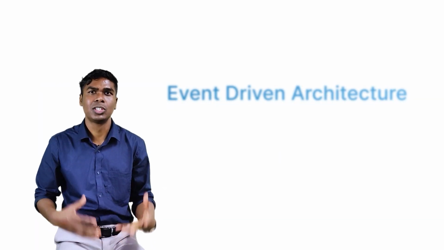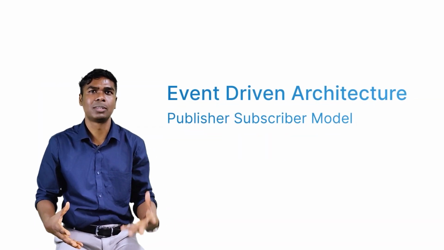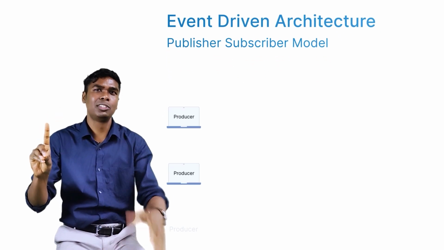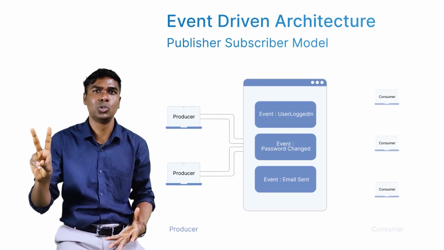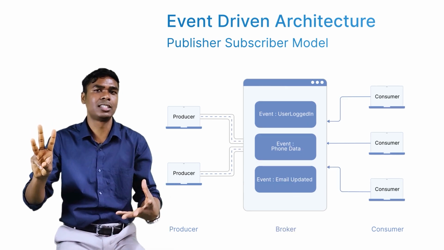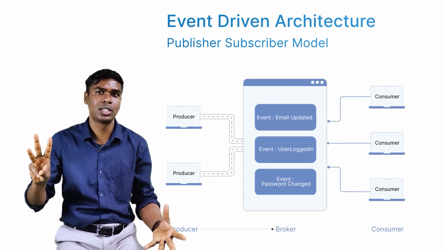Event-driven architecture uses something called the publisher-subscriber model and has three main components: the producer, which publishes the events; the consumer, which subscribes to these events; and the broker, which facilitates the communication between the producer and the consumer.